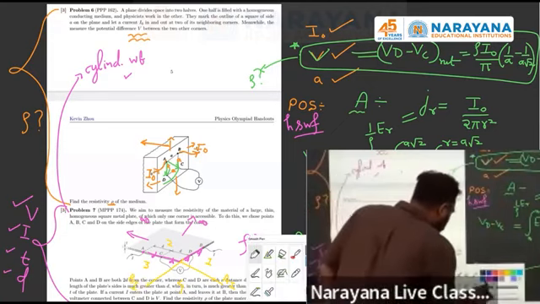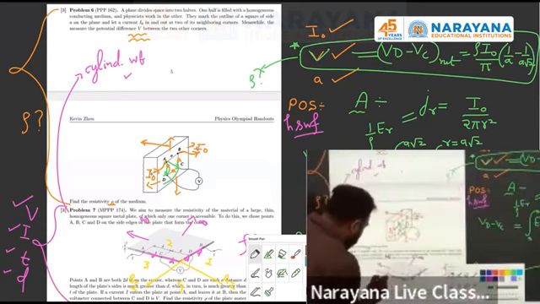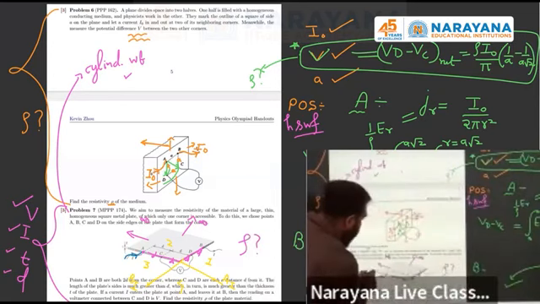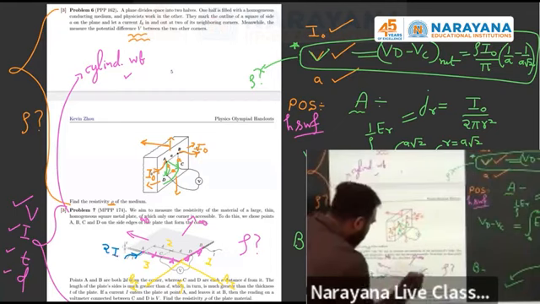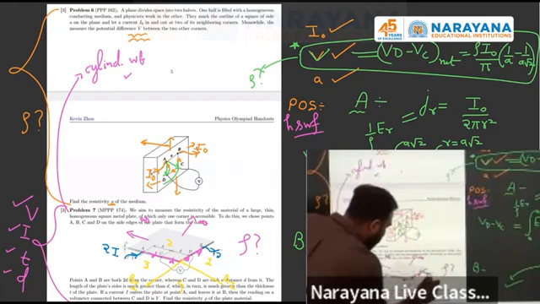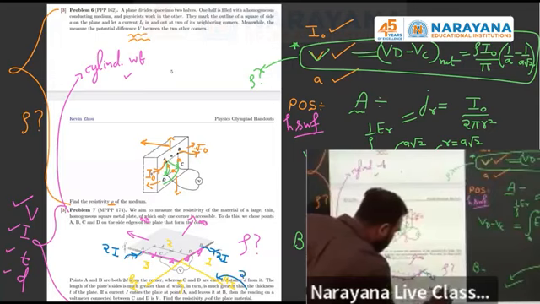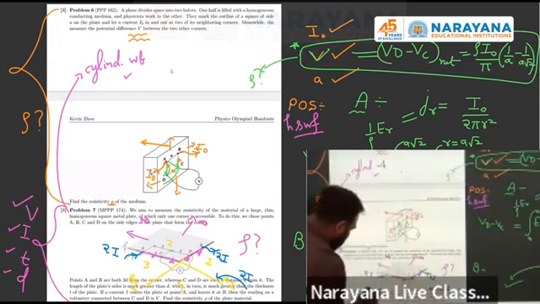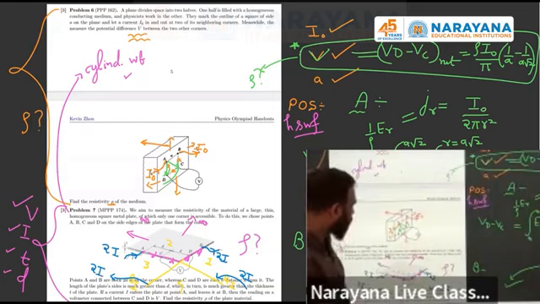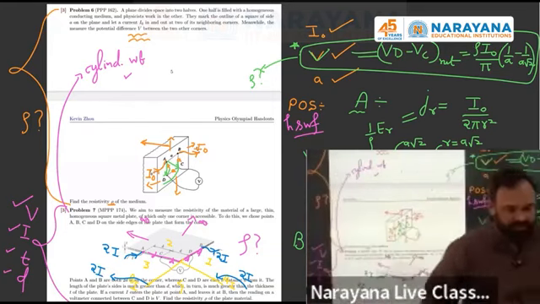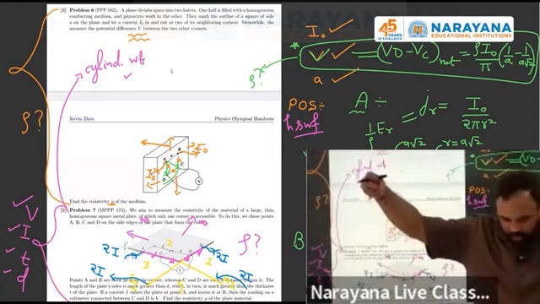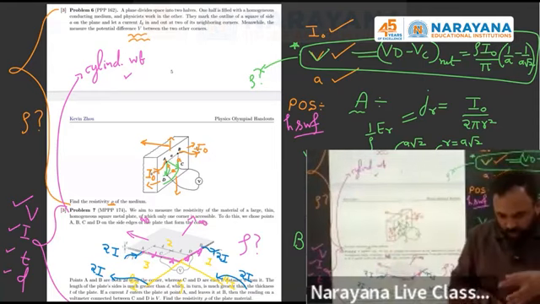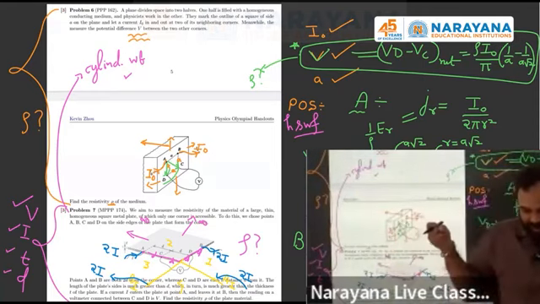And instead of A, I will presume that somebody is supplying 2I from here. Somebody is extracting 2I from here. Somebody is supplying 2I from A's image also. And somebody is extracting 2I from B's image also. Now what happens is, I got 4 points from which 2I is supplied, and from 2 points, 2I has been extracted.